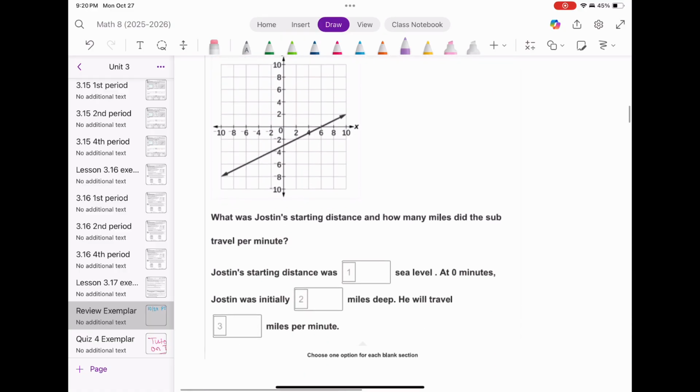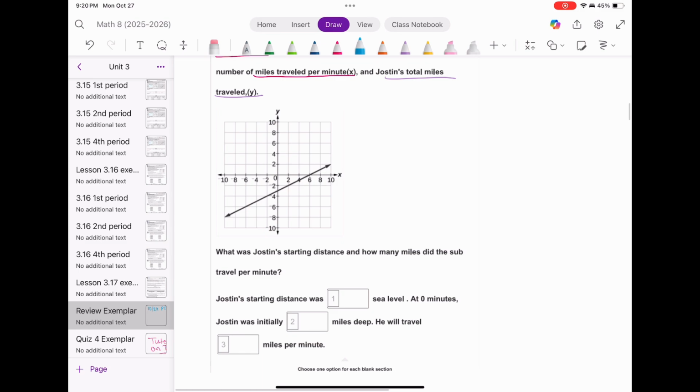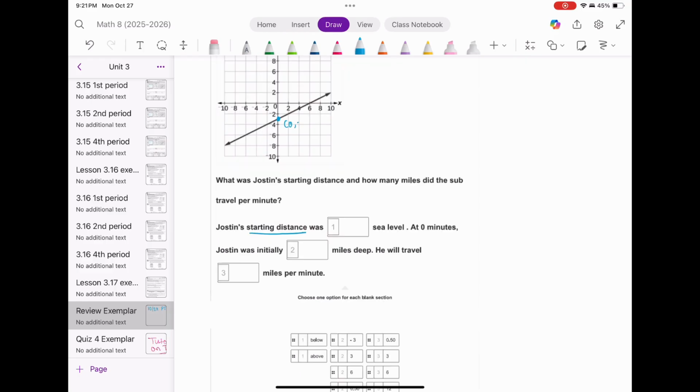Now, a submarine goes under the water, okay? The question is asking, what was Justin's starting distance and how many miles did the submarine travel per minute? So the starting distance would be your starting value, the y-intercept, and we can see that the y-intercept is 0, -3. The starting distance is below the water, guys, below sea level. So that means that he was initially 3 miles deep. Now, the correct answer here is -3.